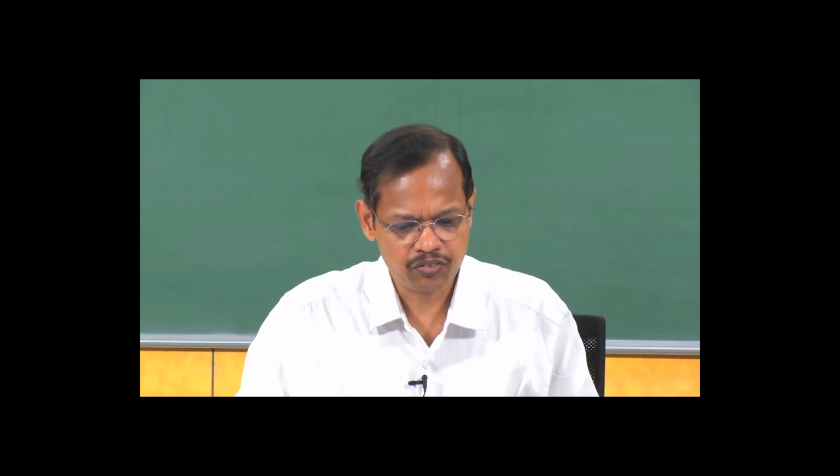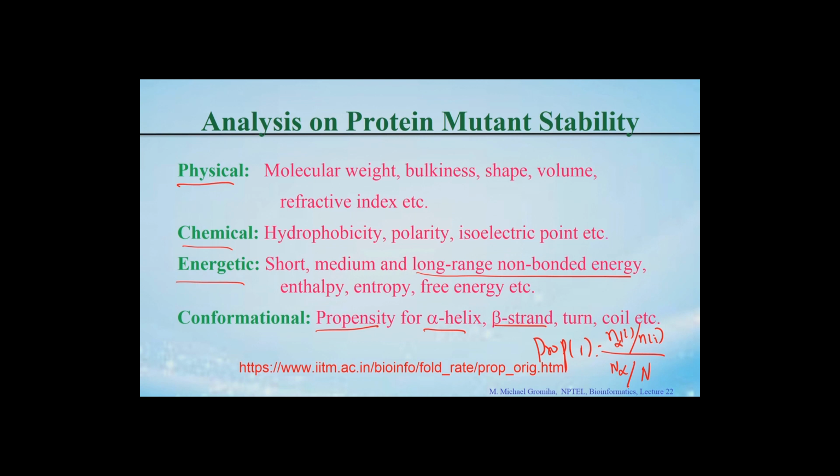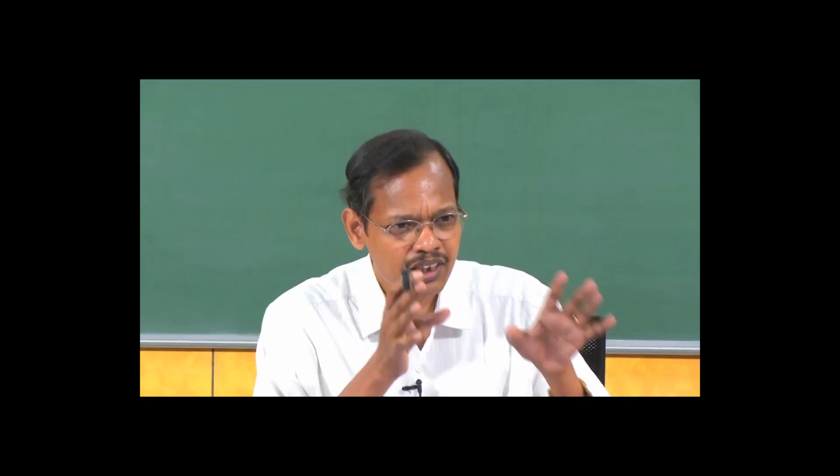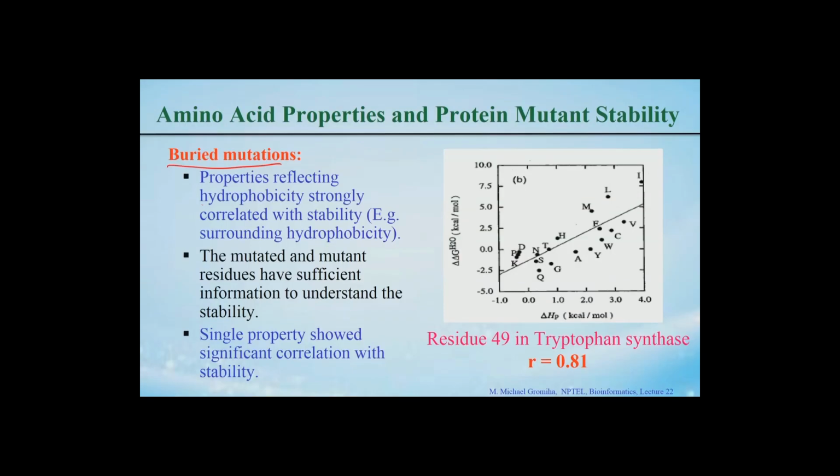Here I showed the 49 properties, and all the original values for the different properties you can get on our website. If you relate these 49 properties with the stability, some properties have good correlation. For example, when the mutation is in the buried region, mainly the properties reflecting hydrophobicity have good correlation with the stability. Here I show one example: the x axis is the difference in hydrophobicity and the y axis is the free energy change, and you can see there is good correlation between hydrophobicity and stability.